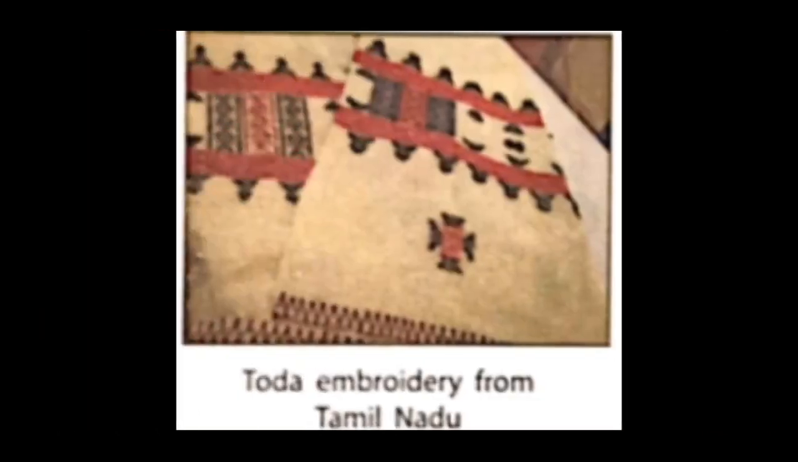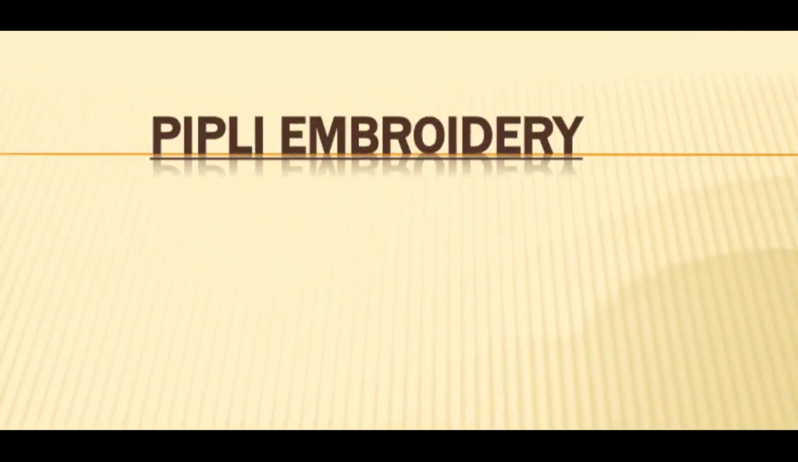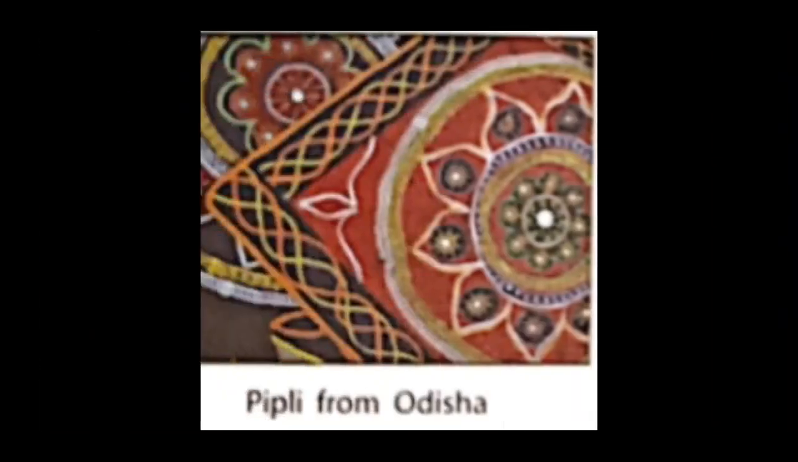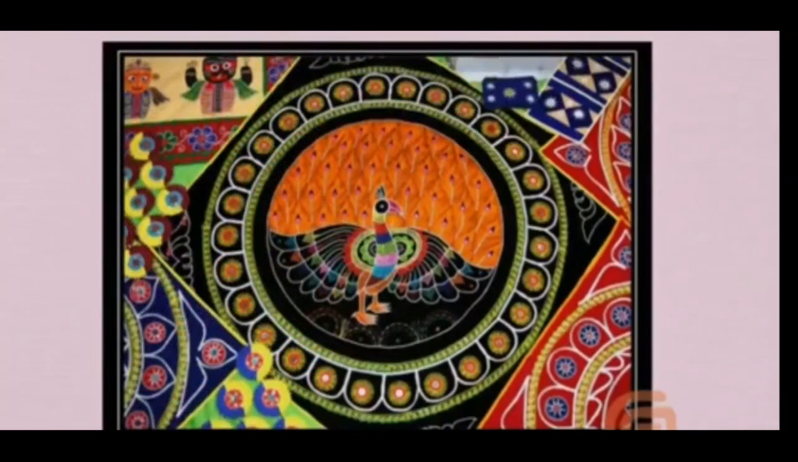Next is Toda embroidery. Toda embroidery is from Tamil Nadu. Next, Pipli embroidery. Pipli embroidery is famous in Orissa. In this, brightly colored and patterned fabric pieces are sewn together on a plain background, mostly velvet, along with mirror and lace work. That you can see. In this diagram you can see mirror work also, thread work also.